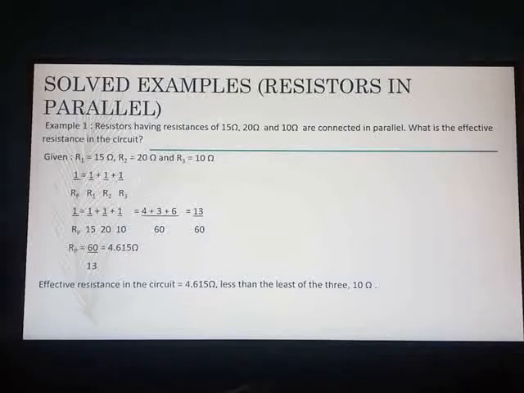So here we have seen the solved examples for resistors in series and resistors in parallel. All the textual numerical examples are already solved to you. So now we begin with the revision for chapter number 4, that is measurement of matter.